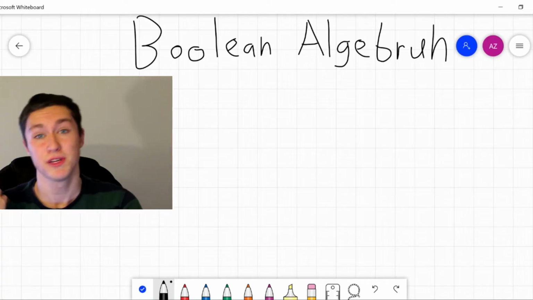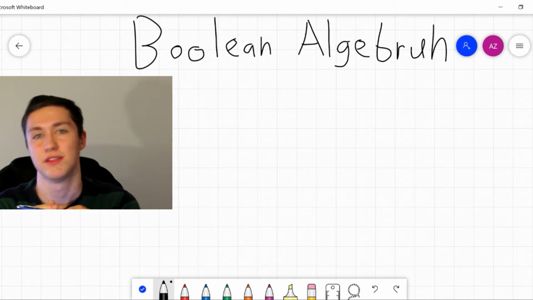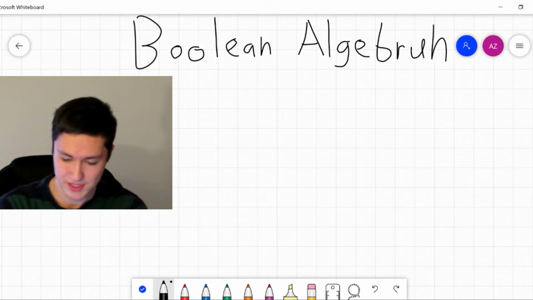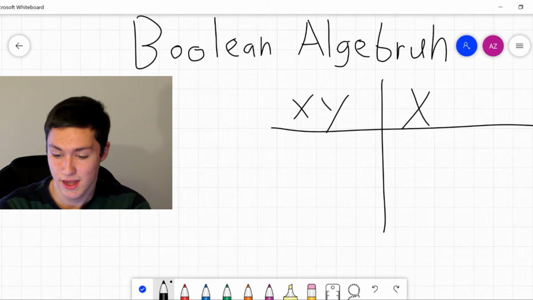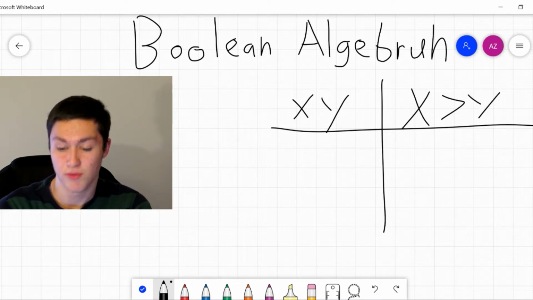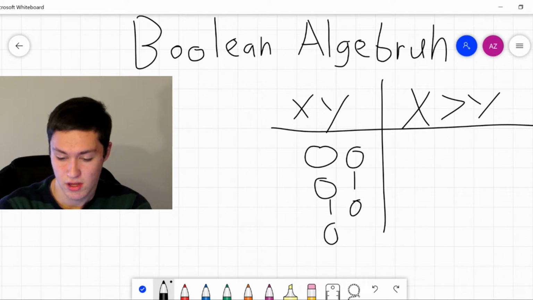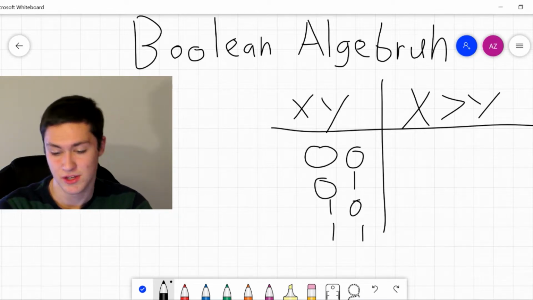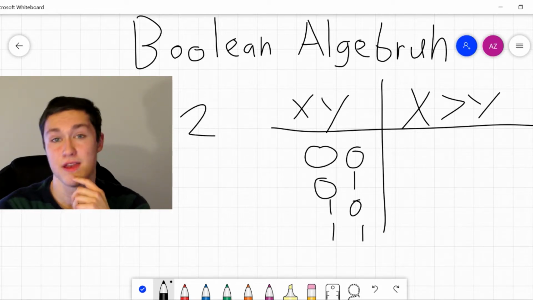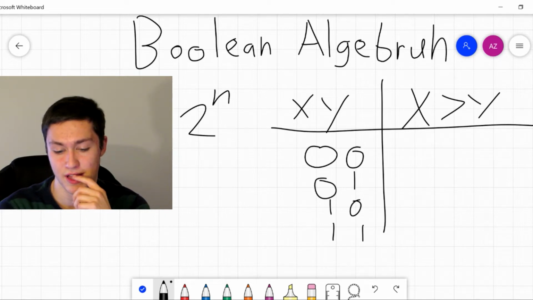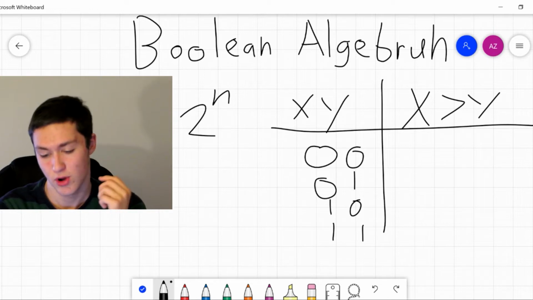So Boolean algebra is essentially how computers work with binary numbers, specifically the CPU in a computer. So for example, let's say that we have two 1-bit numbers, x and y, and we're going to output x is greater than y. So this is something called a truth table. You input in values, essentially every combination of them. So for n variables, you get 2 to the n rows.